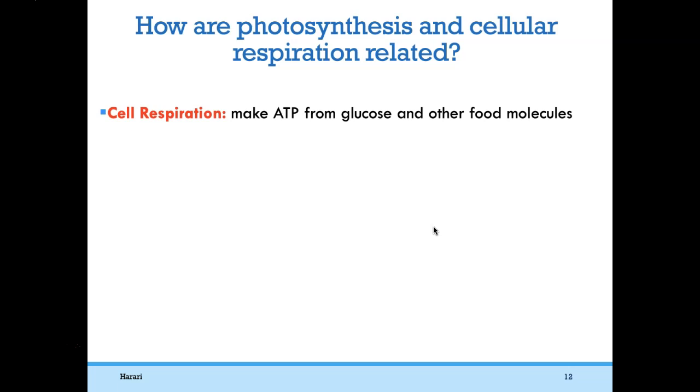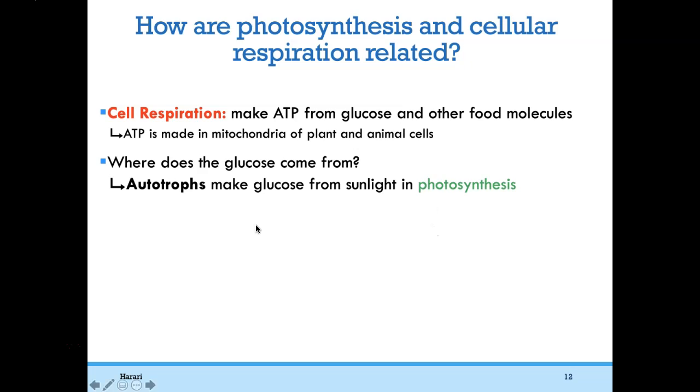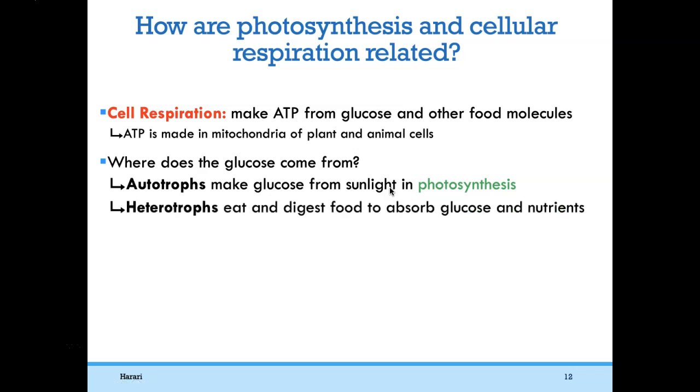In cell respiration, we're making ATP from glucose and other food molecules. Right? And the ATP is made in the mitochondria of plant and animal cells. And where does the glucose come from? The glucose comes from photosynthesis in the case of autotrophs. Right? Autotrophs make glucose from sunlight in photosynthesis. Heterotrophs need to eat and digest food to absorb glucose and nutrients.